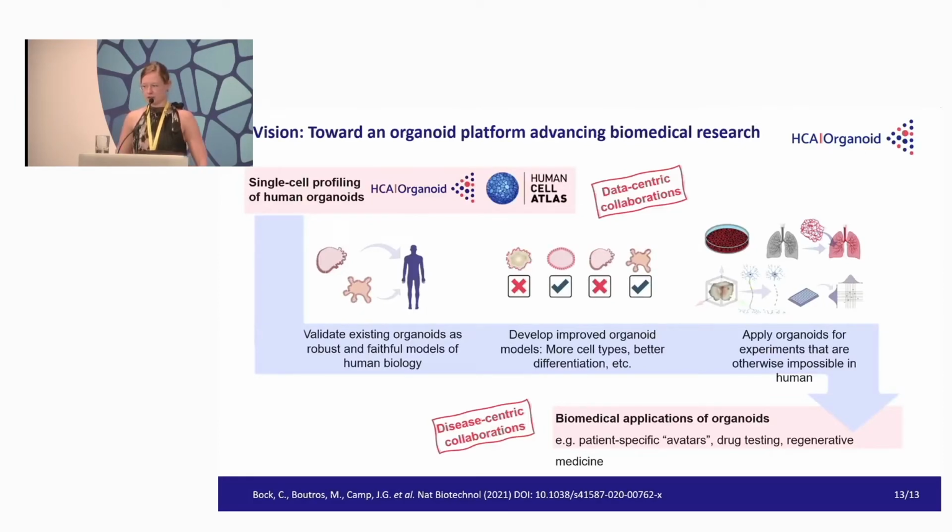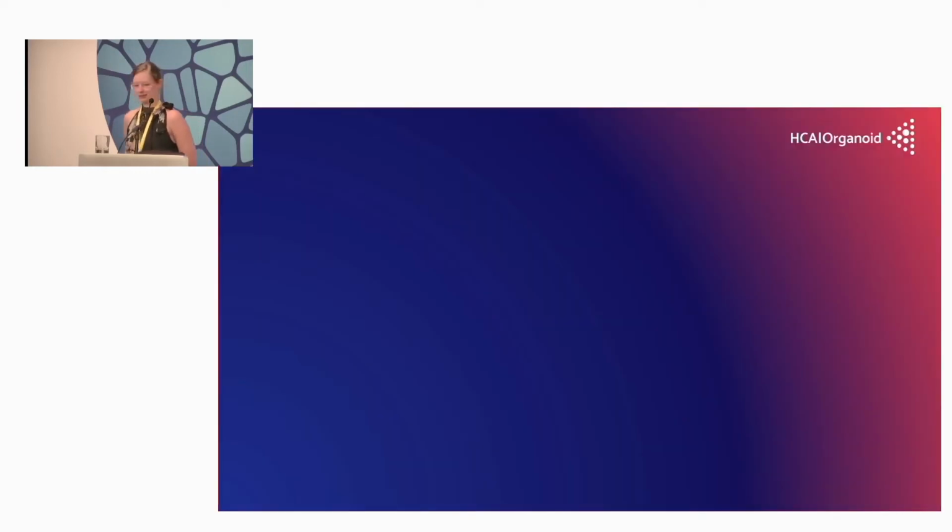So in the end, I would only like to end with the overall vision of building an organoid platform to advance biomedical research. So this is just the start. It's just two different types of organoids, and it shall hopefully expand in the future to profile more organoid types, to validate organoids as robust models for human biology, and so that we can develop better models. And in the end, we really want to move forward to apply them for biomedical applications. And with that, I'm ending and taking questions. Thanks.